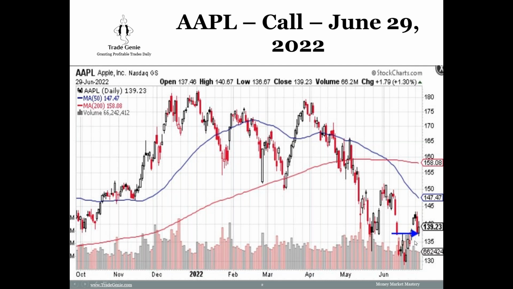So I'll give you some examples of the trades. I start with Apple. These are in alphabetical order, so Apple is on the top. Here, Apple call trade, June 29, 2022. I entered on June 29, 2022, when the chart looked like this. The blue arrow is showing the entry point. It was at 139.